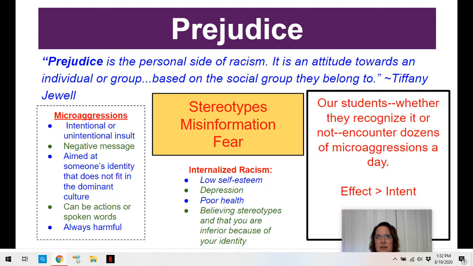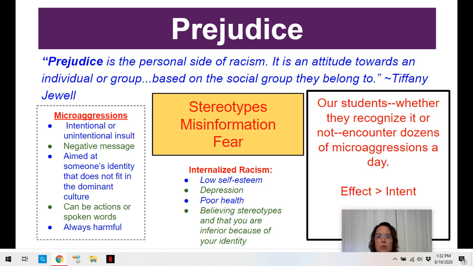Assuming that, or being pleasantly surprised when a Black student has both parents come to teacher conferences or dad shows up. Those are all based in stereotypes and misinformation. Telling a student after spring break, hey, look, my skin is almost as dark as yours. Microaggression. You're again saying, look at me, I'm normally the default, but now I'm almost matching you. What does that tell our students?